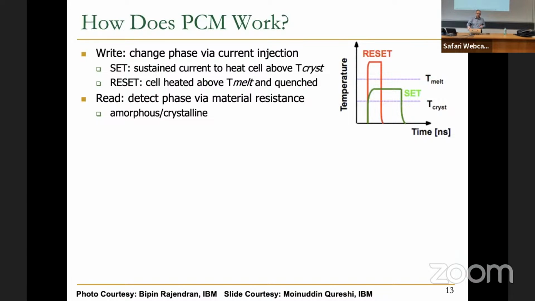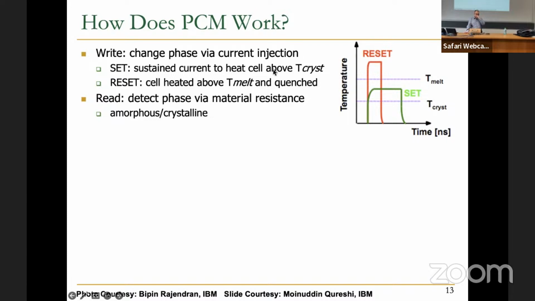So how does PCM work? When you want to write, you need to change a phase via current injection. So there are two fundamental operations: set and reset. For set, you need to sustain a current like this. You need to sustain current to heat the cell above the crystalline temperature.